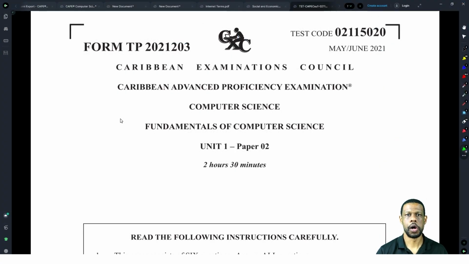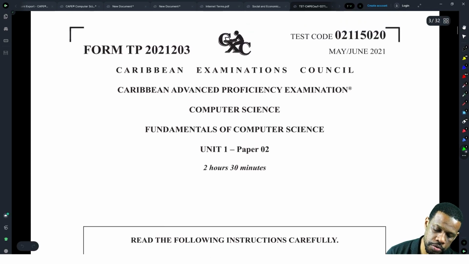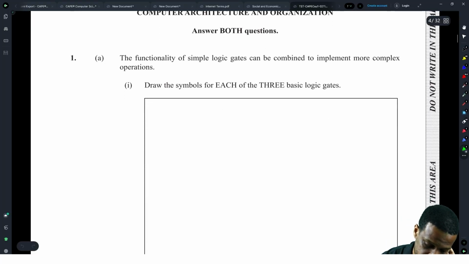Okay, let's go. Key Computer Science Unit 1, May, June 2021. This exam actually happened in July, but close enough.